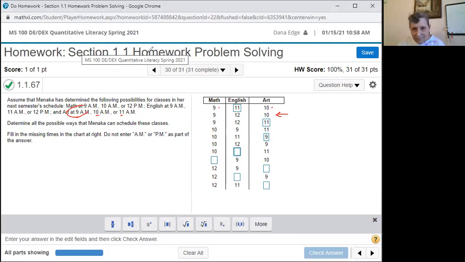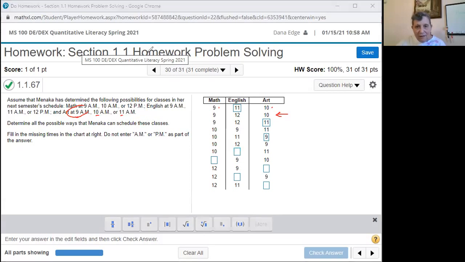What's next? So we've got all these 10 o'clock maths, all but one of them filled in, unless this one's going to be another 10 o'clock, but I kind of doubt it. Let's see, if math is at 10 and art is at 11, now we've got another one here that duplicates that shows English at 9. So this can't be 9 o'clock.